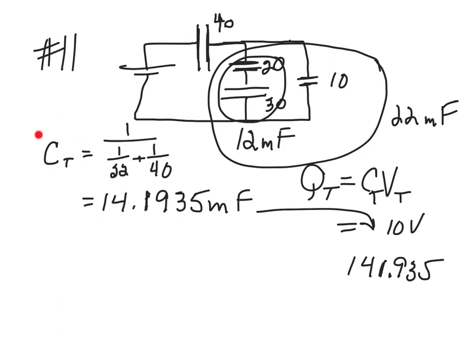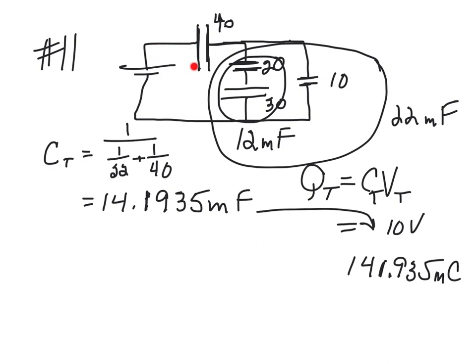And so I'm going to use the total capacitance to find the total charge that the battery delivers. And the total charge that the battery delivers is this number times 10, or 141.935, etc., or about 142 millicoulombs.